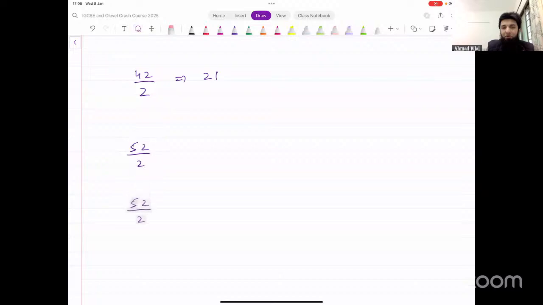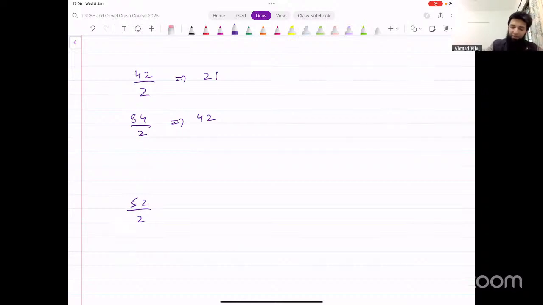Let me write down a few more as well. Let's say you've got 84 divided by 2. What do you get from that? 8 divided by 2 is 4. 4 divided by 2 is 2. You get 42 from that. Okay.